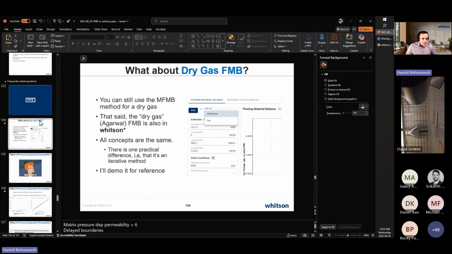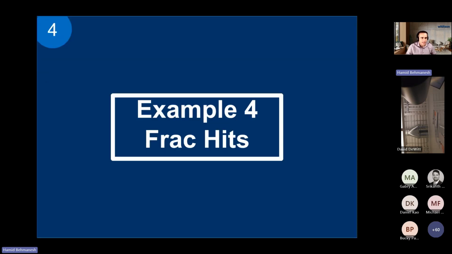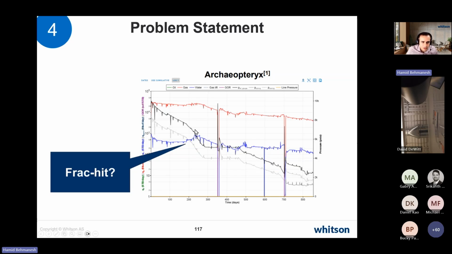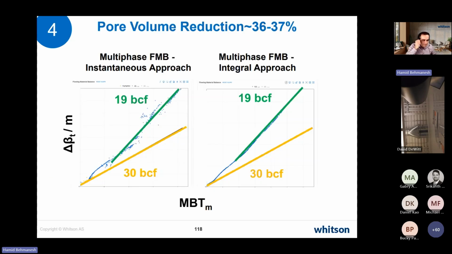So one more example here. Okay, somebody asked about the fracate. So this is the fracate example. The beauty of this example is that it is from the SPE repository dataset, so you have access to the dataset. You can try this exercise by yourself. The pore volume reduction after fracate, it's the fracate that still caused some damage to the parent well. And when we do the flowing material balance, we realize that pre and post fracking, we almost lost 30% of the reserve, from 30 BCF to 19 BCF from the flowing material balance.